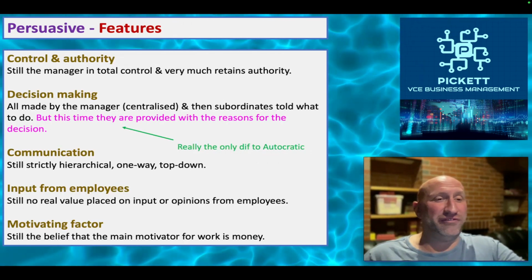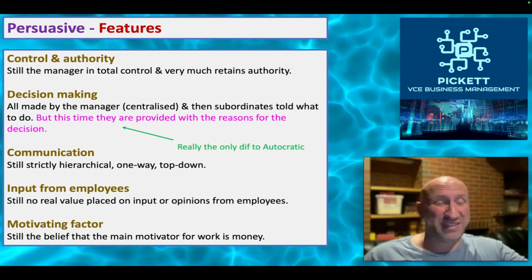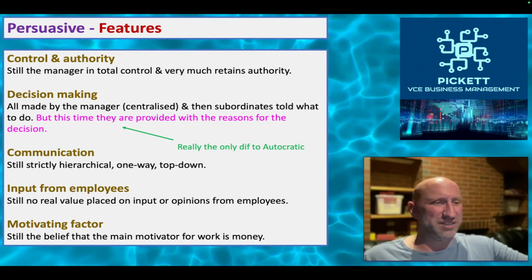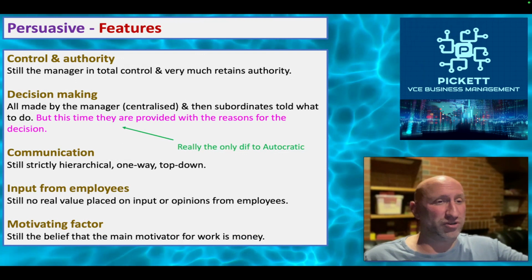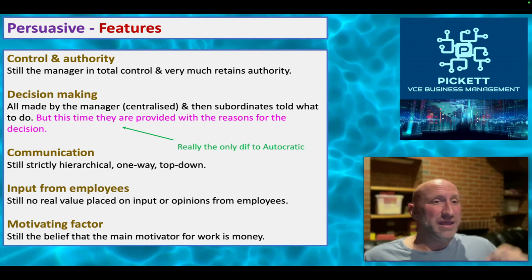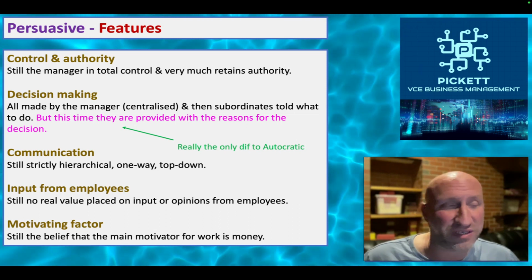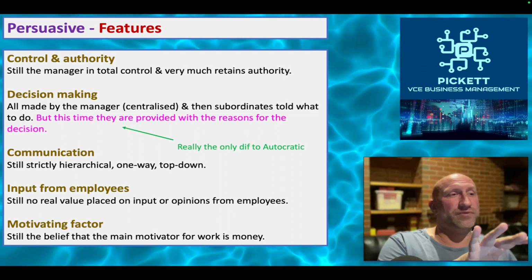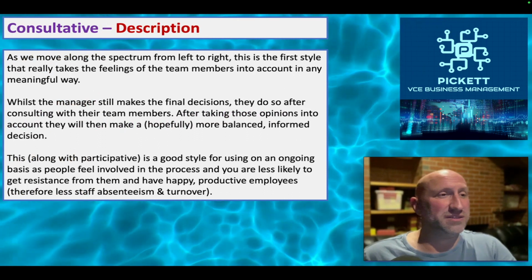So again, features, really it's the same list. And this is what I said before about you don't have to learn 5 lists. All of that stuff is really the same as for autocratic, but the only difference is that little addition in the pink there. This time they are provided with the reasons for the decision, whereas with autocratic, you didn't even go as far as that. Okay, so hopefully that makes sense.